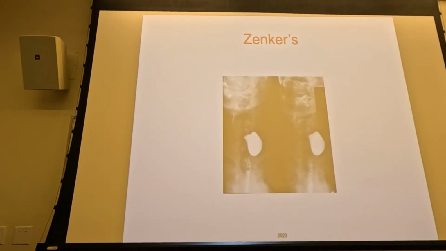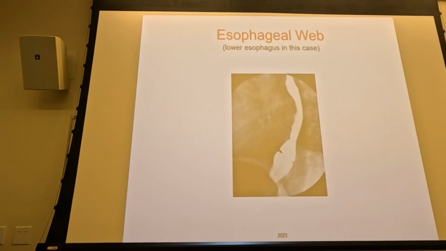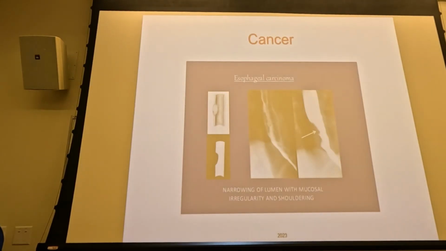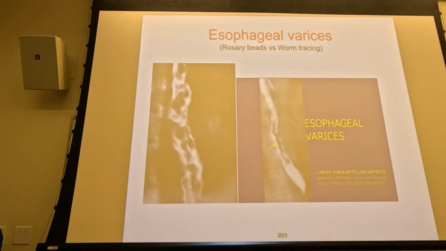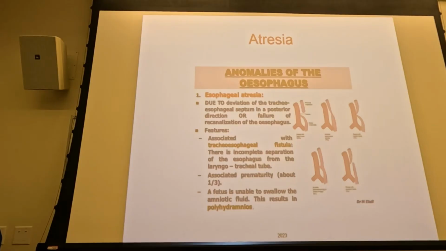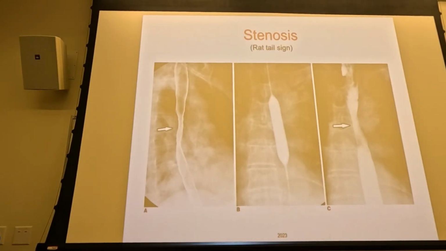So there's your Zenker's, esophageal web, cancer, achalasia, which is also referred to as the corkscrew sign, and you can kind of see why. Esophageal varices, atresia, and then stenosis.